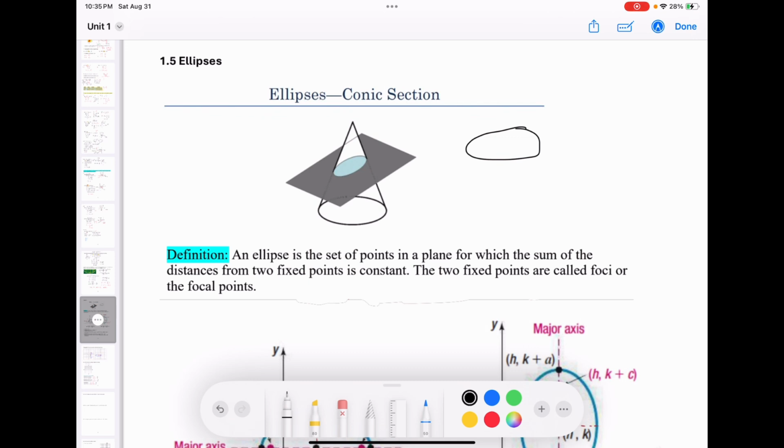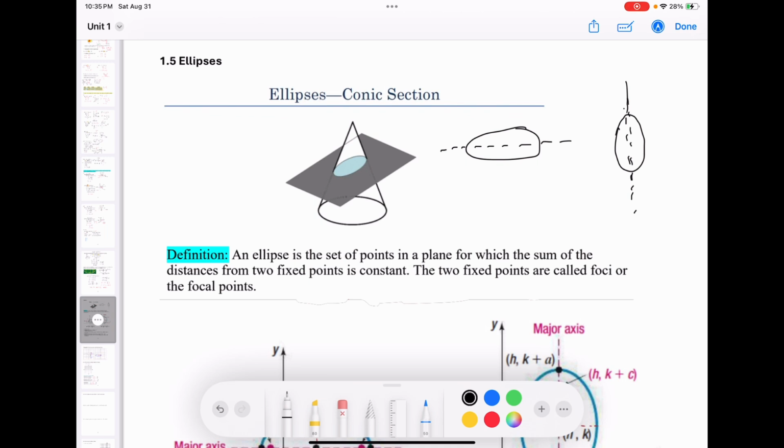One is where the major axis is parallel to the x-axis, or a horizontal major axis, or we have a vertical major axis. So we'll call this one where the major axis is parallel to the y-axis, or a vertical major axis.